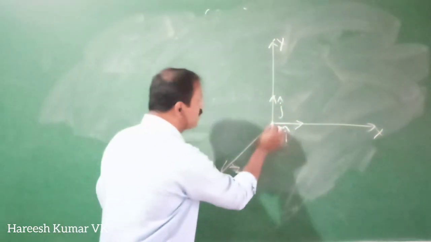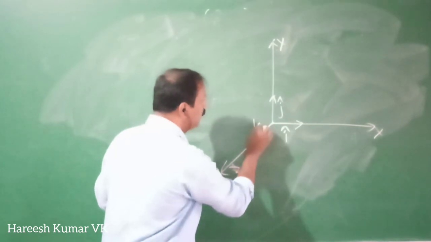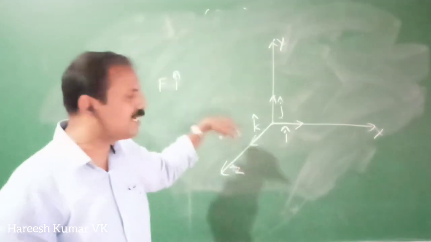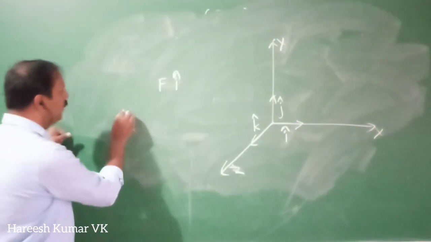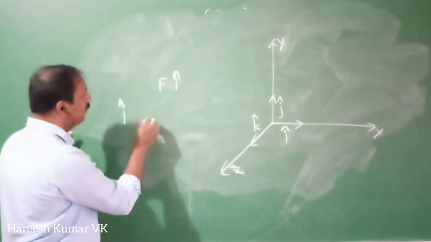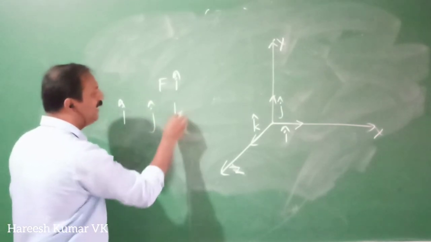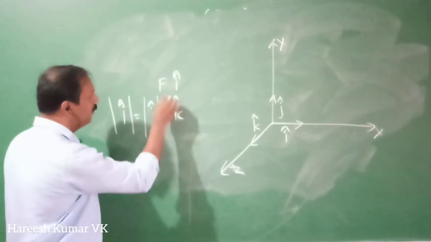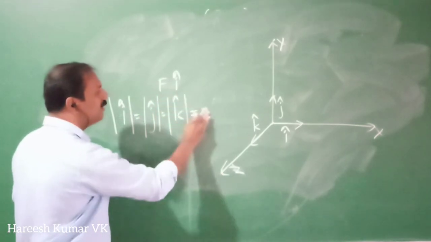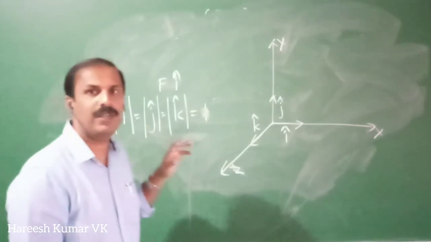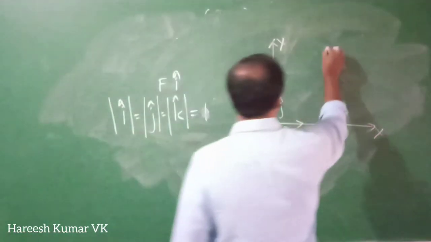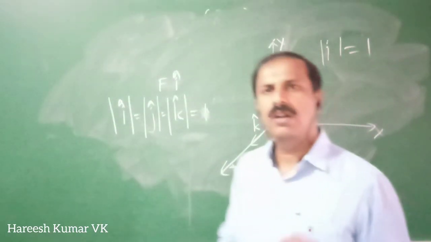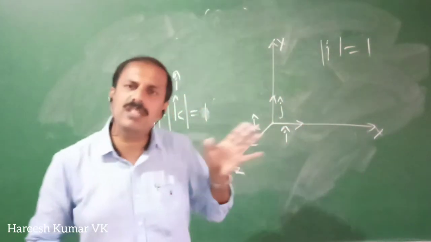And along z axis we have K. So the unit vectors along x axis, y axis and z axis are I, J and K. Now you see here, if you take the magnitude of this one, all will have the same magnitude, which is equal to 1. The magnitude of unit vector I is 1. So generally we use the unit vector to show that it is in that direction.